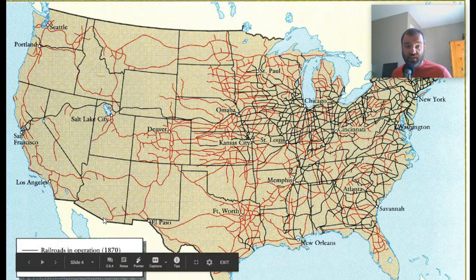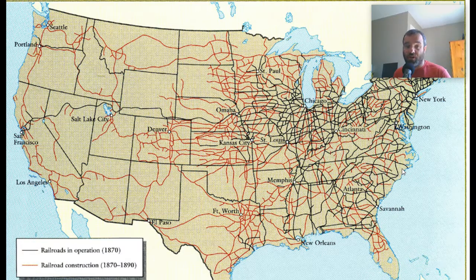And you can see from this map that the black lines show railroads that were in operation in 1870, and the red lines show railroads that were built between 1870 and 1890. So you can see an obvious growth in the railroad network of the United States, and notably a significant connection between the East Coast and the West Coast.